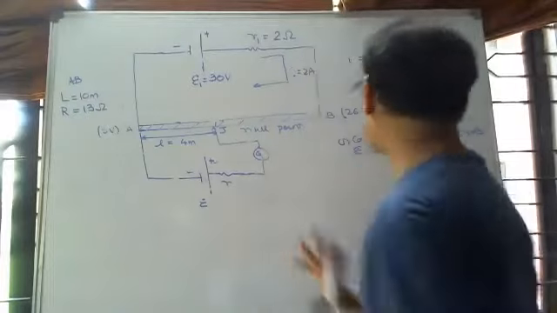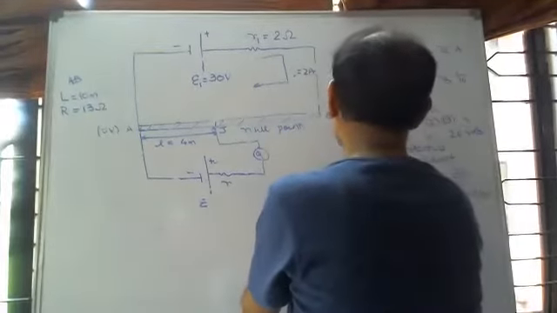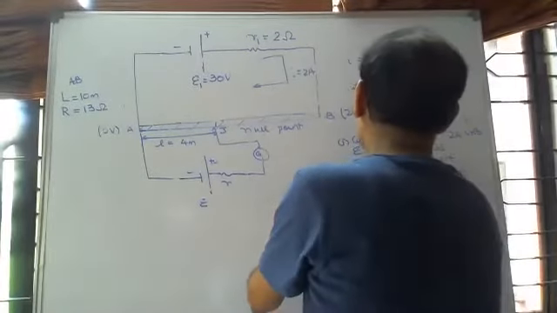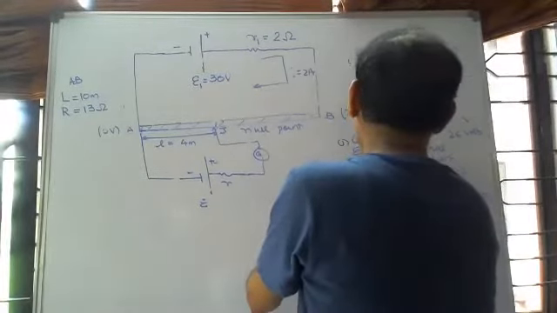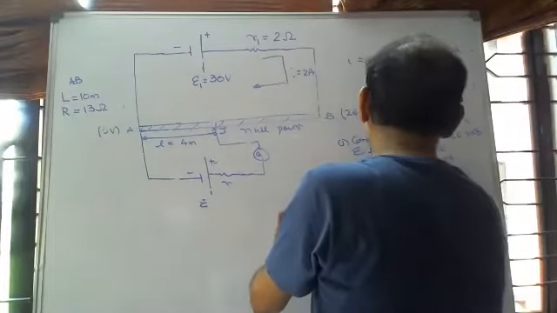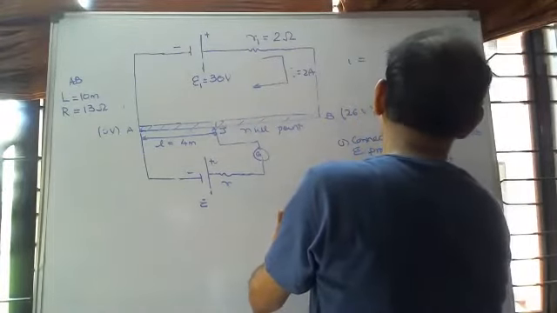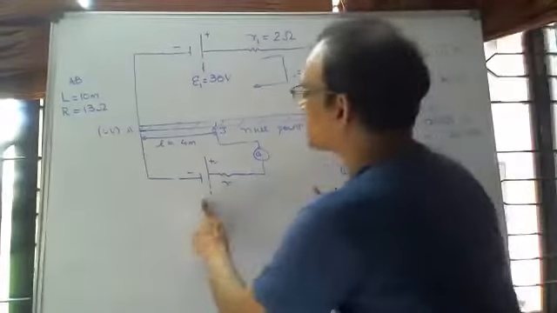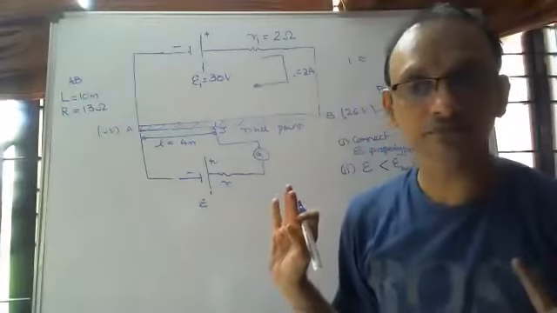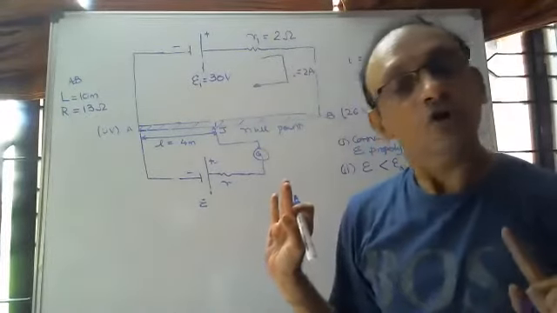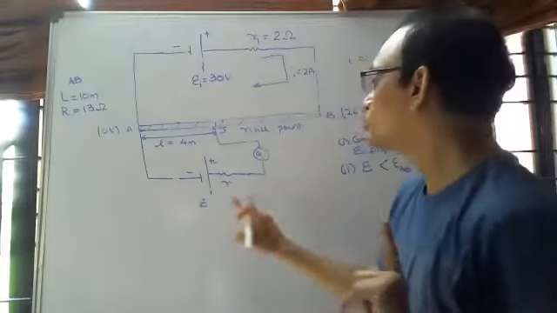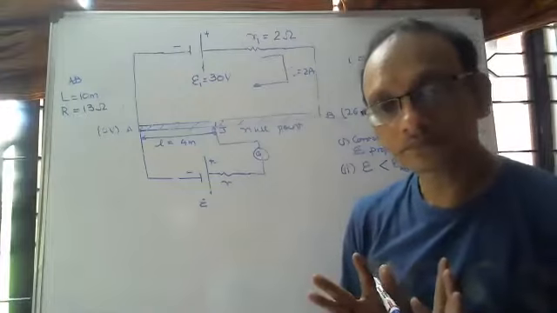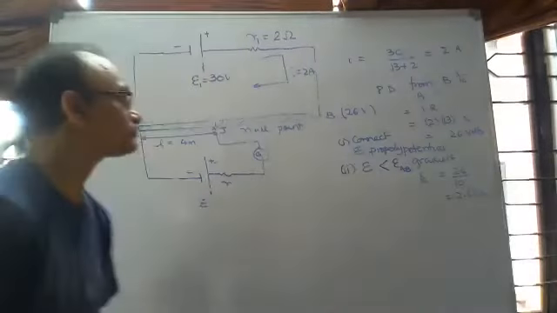Second, epsa should be less than the epsa across AB. The epsa across AB should be greater than this epsa, only then it will measure. These are two important things, right, to measure epsa. Clear? Now look, son.